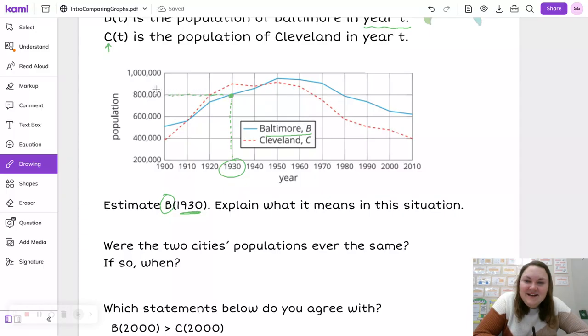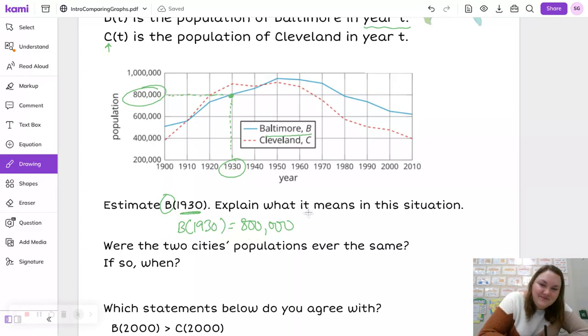And I would say that it's around 800,000. So I could say B of 1930 equals 800,000. For what that means in the situation, it means in 1930, the population was 800,000. But there's one more thing I need to mention. Because the focus of this lesson is comparing two functions, two graphs, I want to make sure I talk about which city. So I could say in 1930, the population of Baltimore is 800,000.